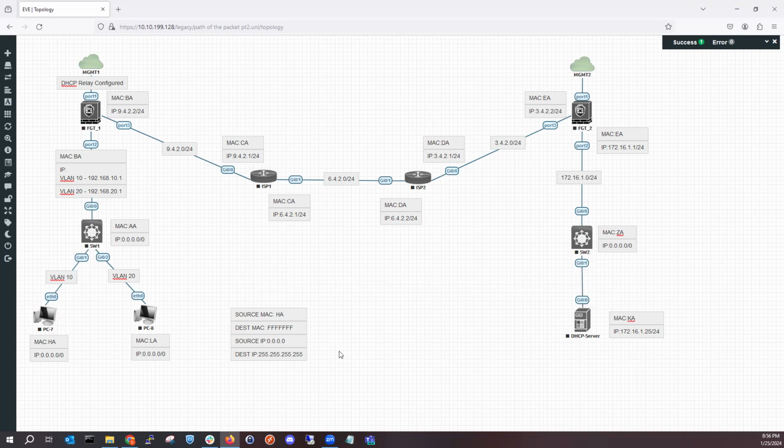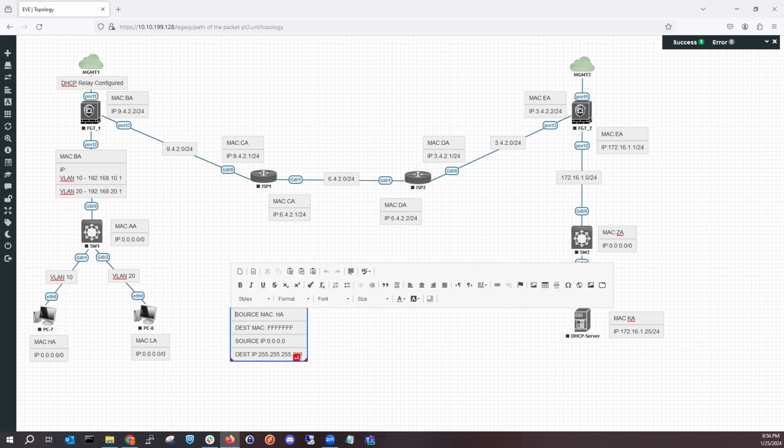So PC7 sends a broadcast, right? So this is how this frame looks. It's being sent, right? We got this taken care of. It's on our physical medium, right? And the switch gets it, right? It forwards that broadcast everywhere, right? And what happens next?